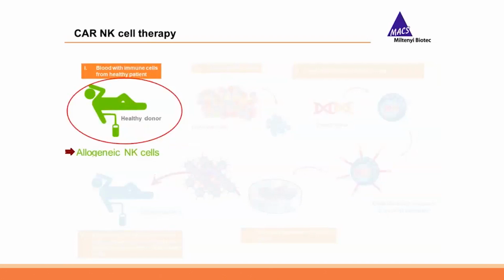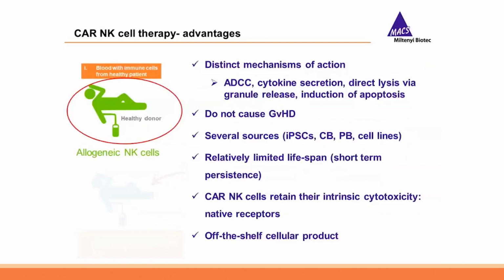For example, CAR NK cells have a natural killing instinct, so they have different mechanisms of action. Like I mentioned before, ADCC, they secrete cytokines and granules, and they can induce apoptosis, recognizing other receptors that are not just the specific target. Most importantly, they do not cause graft versus host disease. NK cells are able to balance very well the killing of target cells through the overexpression of activating receptors in the target cells. Therefore, they can recognize malignant cells better. We can get NK cells from so many different sources.